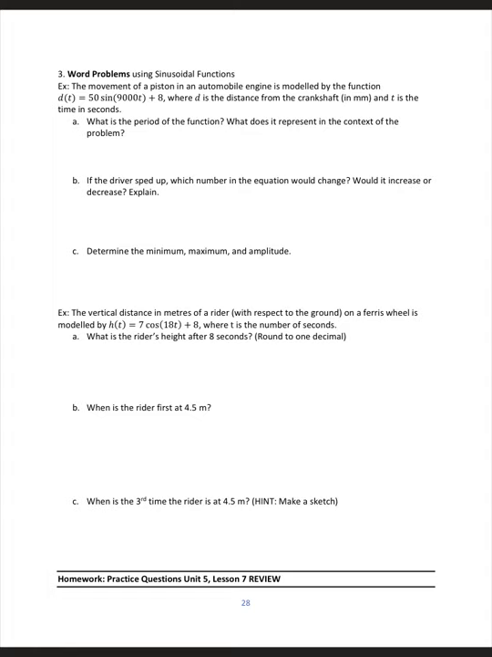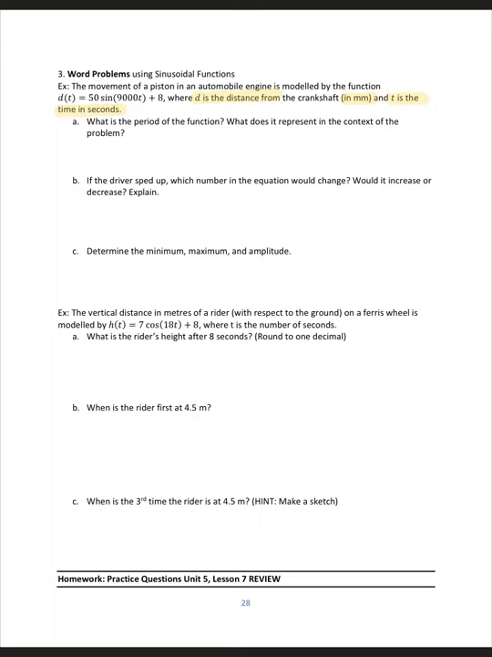So we'll try some of this, and then I'll get you to pause and work on some of it on your own. So the movement of a piston in an automobile engine is modeled by the function d of t equals 50 times the sine of 9,000 t plus 8, where d is the distance from the crankshaft in millimeters, and t is the time in seconds. So let's just highlight so we make sure we know that d is the distance in millimeters and t is the time in seconds. So what is the period of this function?